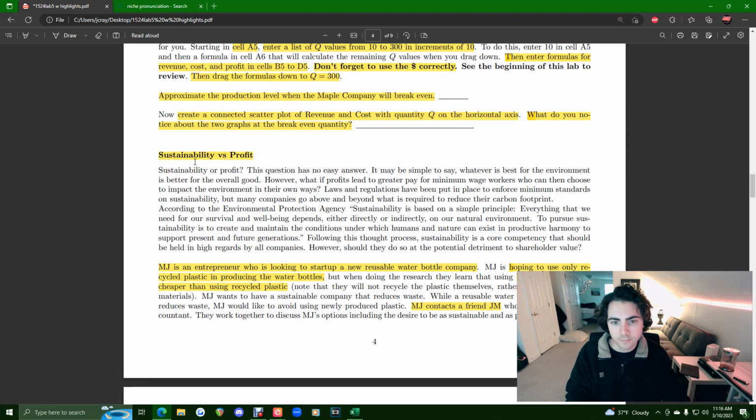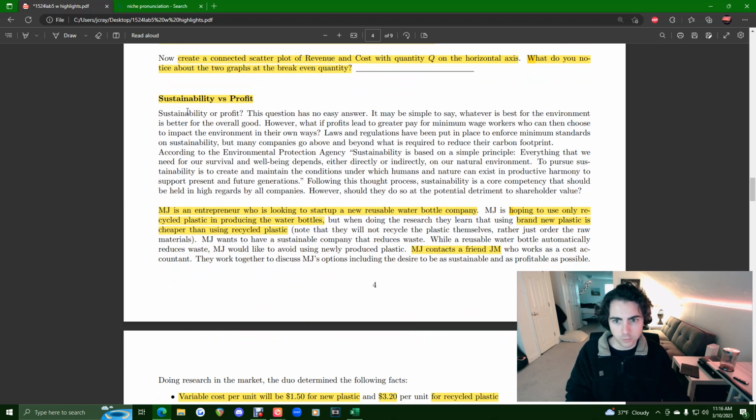Sustainability versus profit. This is just describing, like, do businesses want to focus on just making more money, making more profit, and not caring about the environment, or should they spend a little money on the front end to be more sustainable and more environmentally friendly if it's going to cost them some money?